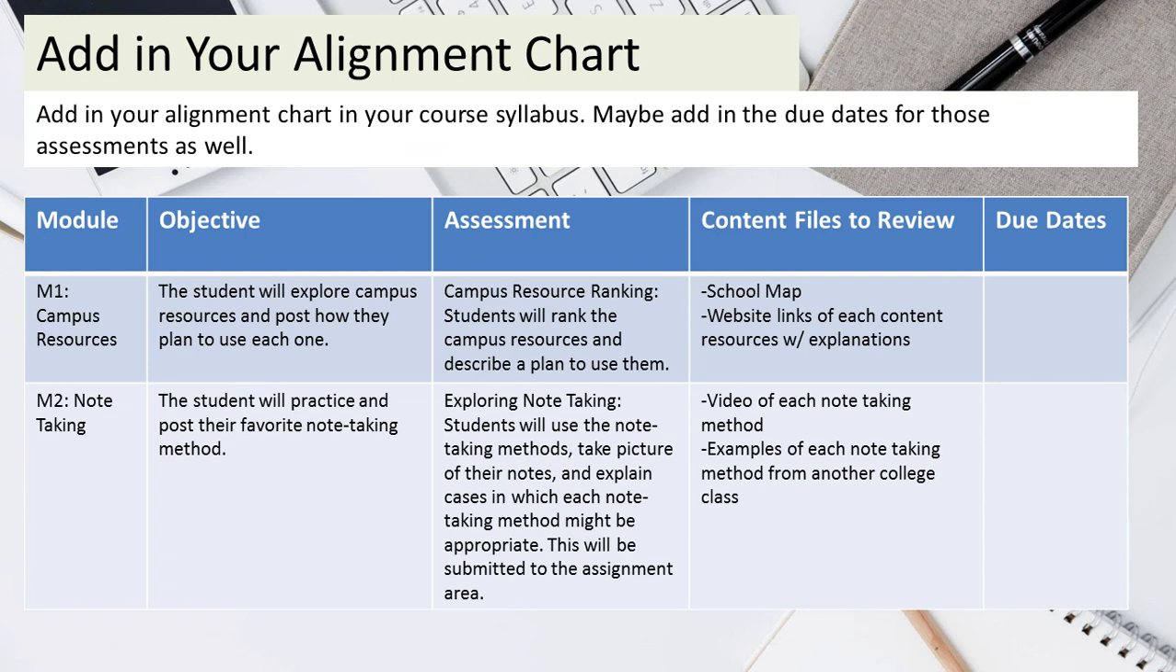So let's go back to this chart. You want to make sure to include this alignment chart, which we've created earlier, in your course syllabus. So you have your module column, your objective column, your assessment column, and then the content files to review in that module column. It might be a good idea to also add a due date column and then put the due dates for those assessments in there so that that's right within the syllabus.